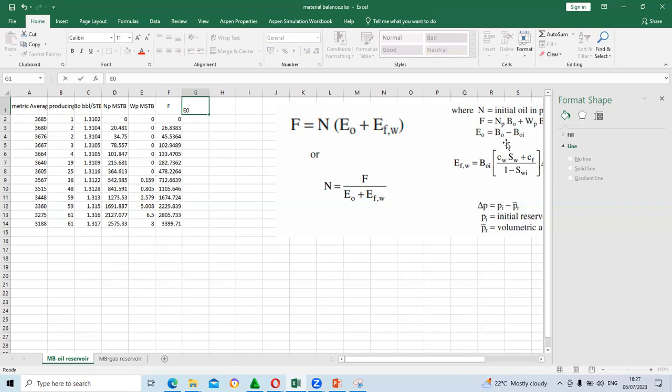Our EO is just BO minus BO initial. So at this level, there is no EO because there is no change. But at this level, I'm going to take this, oh, I've not put my equal to, I take this minus. I will have to put this value down because this value has to be constant for the entire calculation.